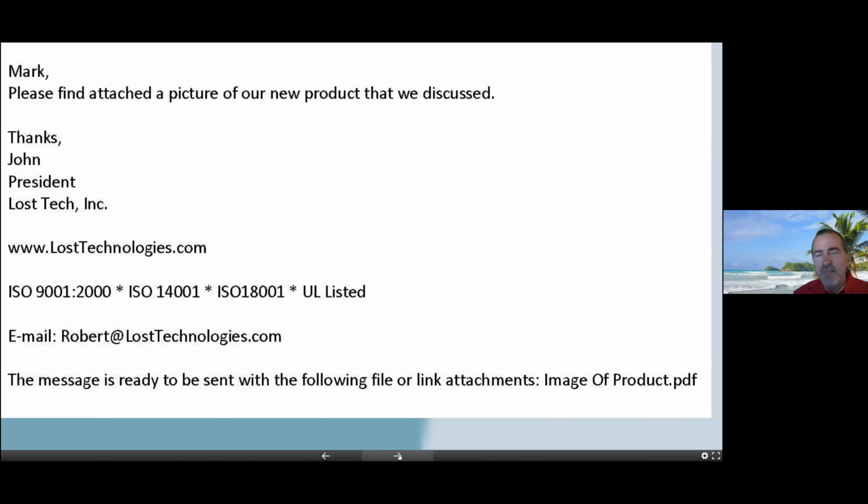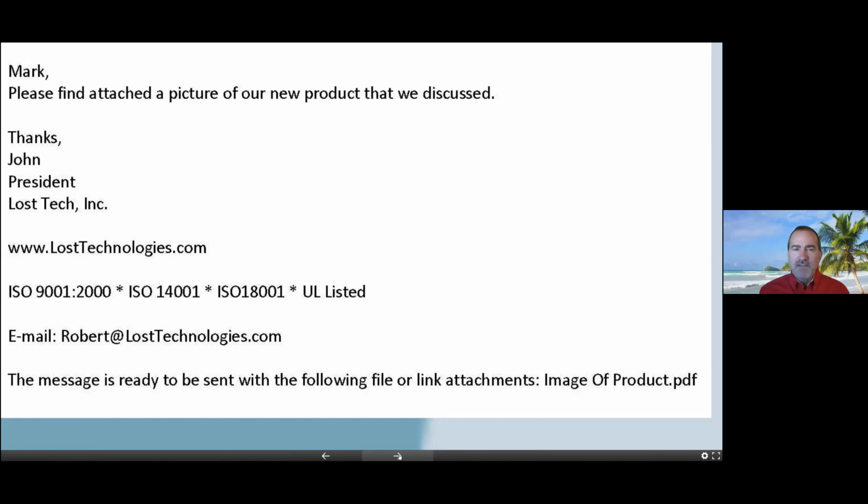In addition, down at the bottom, I went to this Lost Technologies domain, and he noticed that Robert claims that his email is Robert at Lost Technologies. And in addition, at the bottom is another thing that was curious. It said, "This message is ready to be sent with the following file or link." And it's the image of the product.